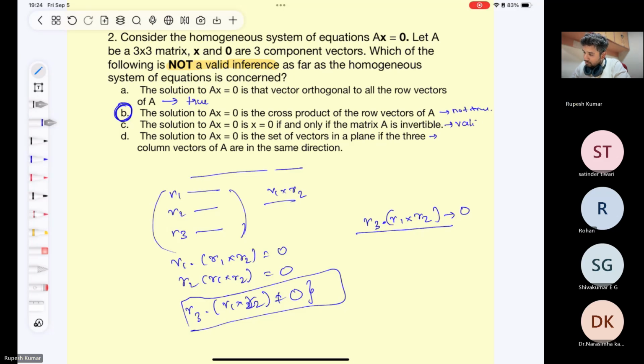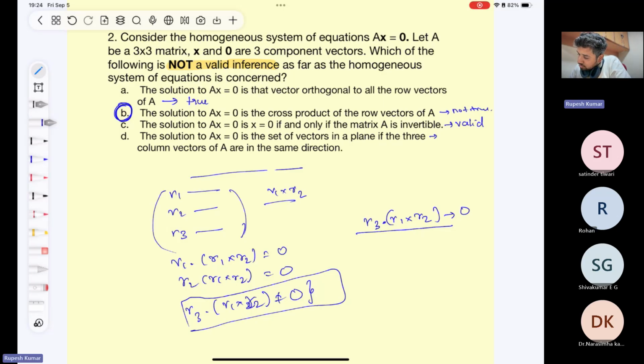Sir, in option C, they are saying "if and only if," so you have to prove it both ways. Suppose A is invertible, then I am guaranteed that x is zero. But suppose you are telling me only this fact, Ax equal to zero with x equal to zero, does it ensure that A is invertible? Yeah, you are right.